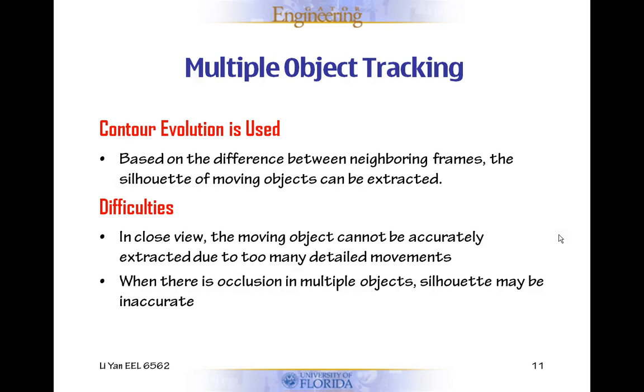In this project, the contour evolution is used. Specifically, based on the difference between neighboring frames, the silhouettes of moving objects can be extracted. But there are some difficulties with this method. In close view, the moving object cannot be accurately extracted due to the large volume of detailed movements, such as the moving camera lens. And when there is occlusion in multiple objects, silhouettes may be inaccurate.